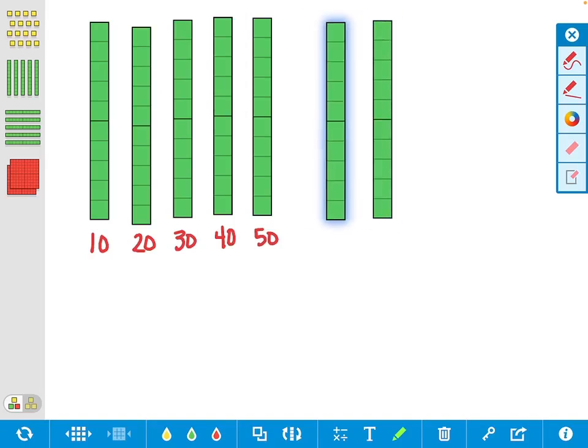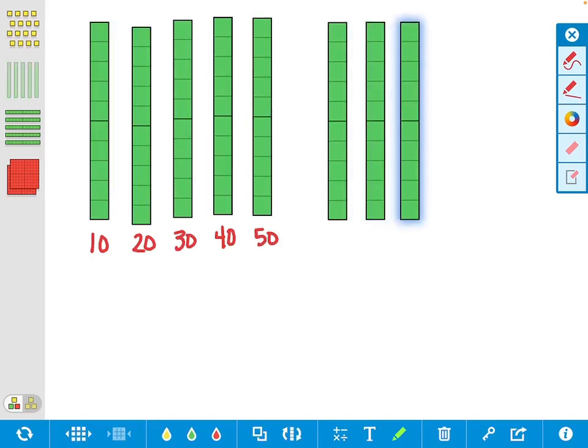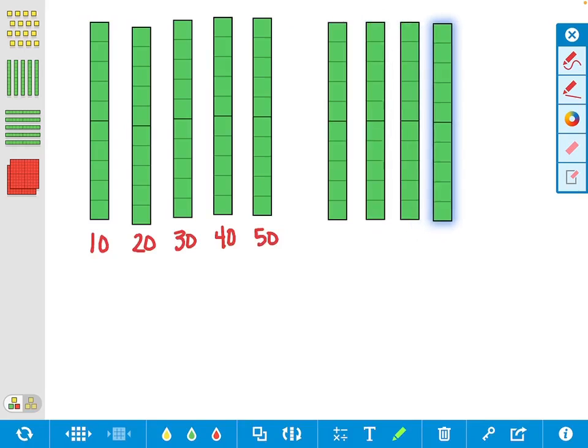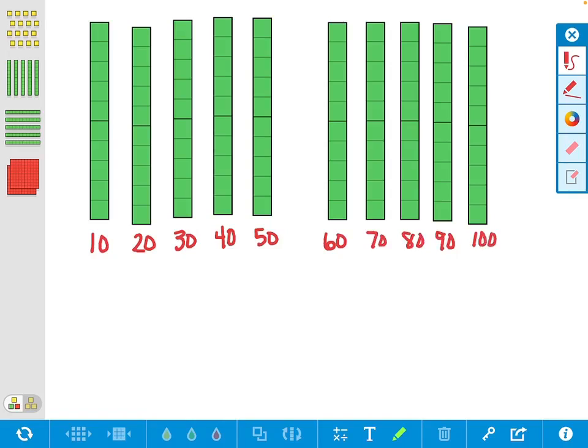70. I'm going to move them over a little bit. So there's 60, 70, 80, 90, and there's 100. So I'm going to go ahead and write underneath there. So I've got 60, 70, 80, 90, 100. So now I have 100 cubes all together, or 100 ones, right?